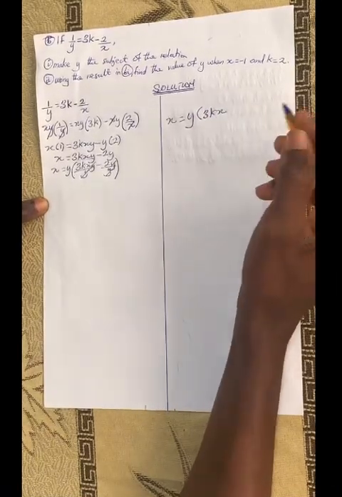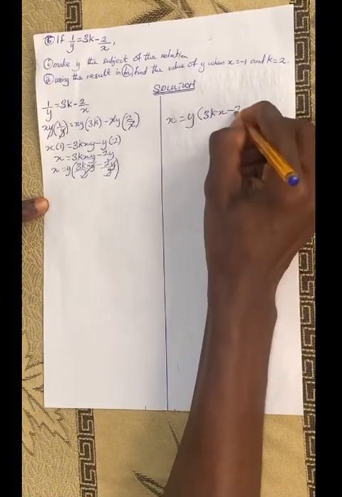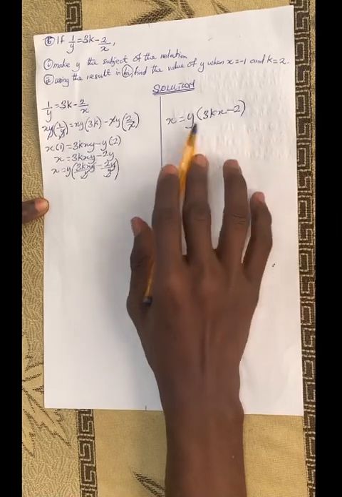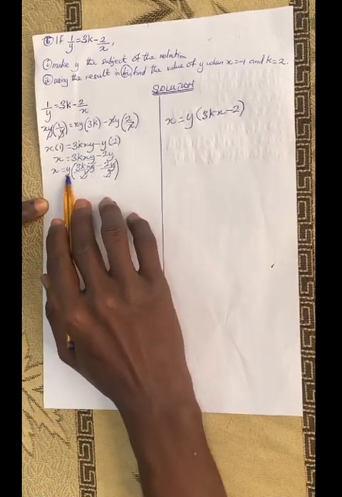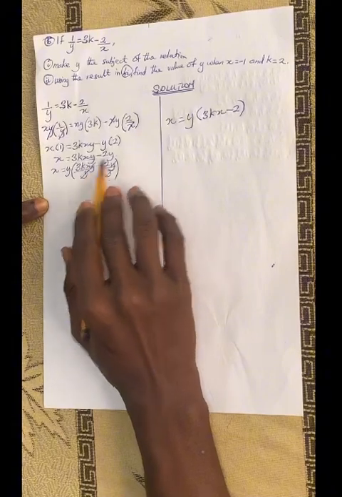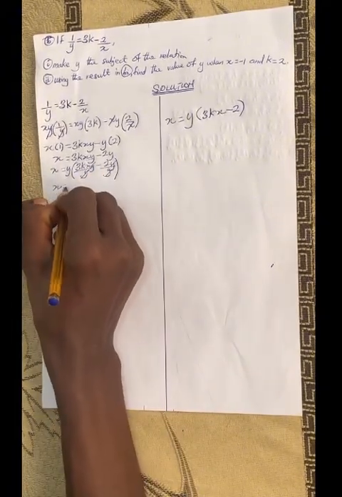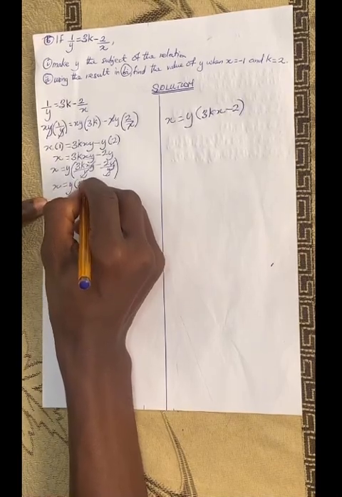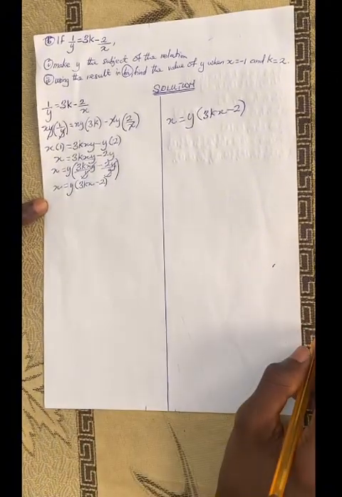3kx. Then minus, if you take the y outside the bracket, what will be left here? 2. So one student will be able to go straight away. But if you can't go straight away, then you can go with this approach. The common factor out, then you rewrite everything and divide it by the common factor. So going by this approach, we are having x is equal to y outside the brackets, and then we have what? 3kx minus 2 bracket close.